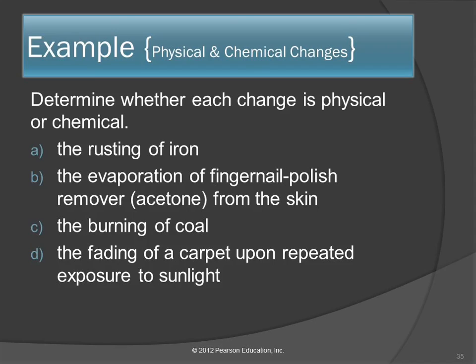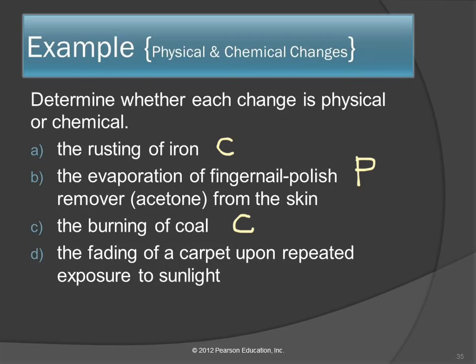Determine whether each change is physical or chemical. The rusting of iron, chemical. It's chemical because the substance is changing. Evaporation of fingernail polish remover, acetone, from the skin. Physical. The clue there is that word evaporation. That's a state change. The burning of coal, chemical. Burning, exploding, reacting, all chemical changes.